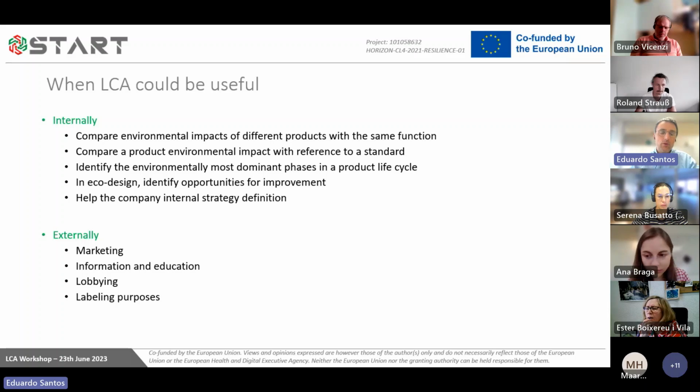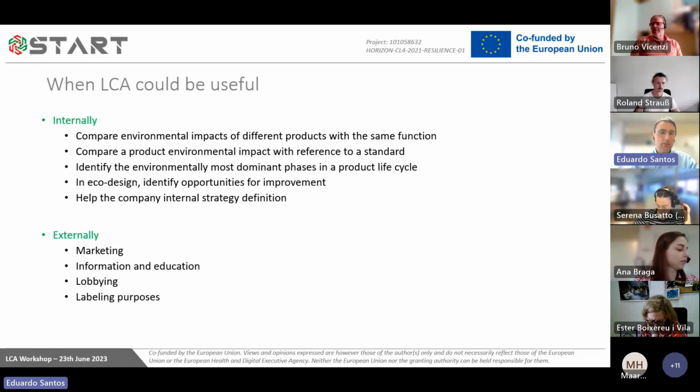effective for uses such as, well, from an internal perspective, to compare the environmental impacts of different products that have the same function. And this is important, that they have the same function, because I can easily compare a bicycle with a car. They are totally different products, but they provide the same function of transportation from point A to point B. But I cannot compare a bicycle with a bottle of water, because of course, they provide completely different services. So they are not really competitors for the same function.